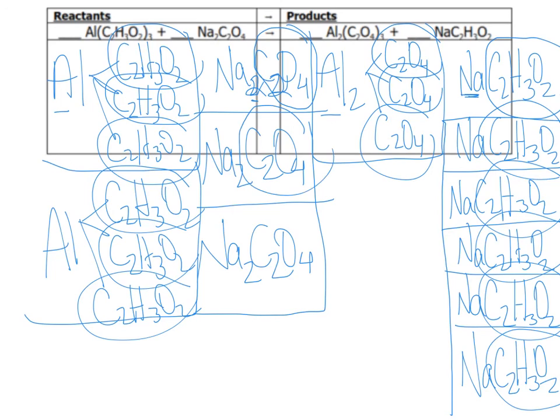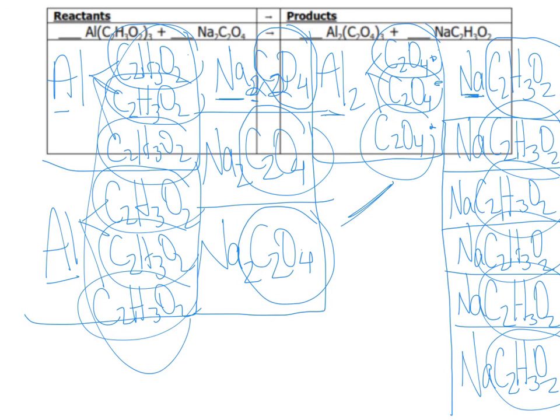And I'm going to circle these other 2 groups of C2O4, and that works out nicely because I have 3 on the reactant side that balance out with the 3 C2O4s on the product side, and that makes everything even. 2 Als on each side, 6 of the C2H3O2 on each side, 6 Nas, balance out with those, and 3 groups of C2O4 on both sides.